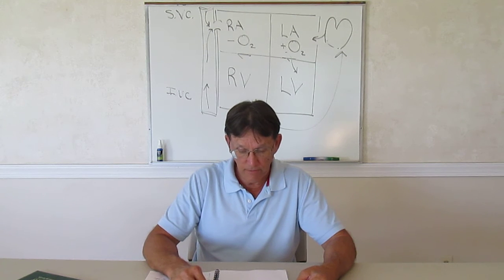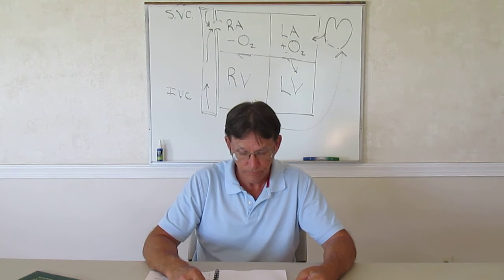Number 8, the standard amount of time required for fasting for a glucose tolerance is A, 10 to 12 hours.